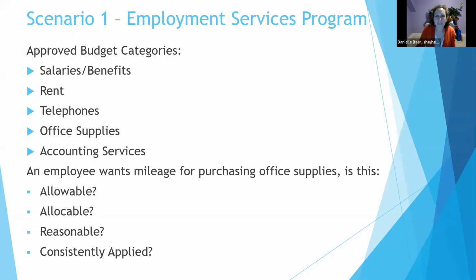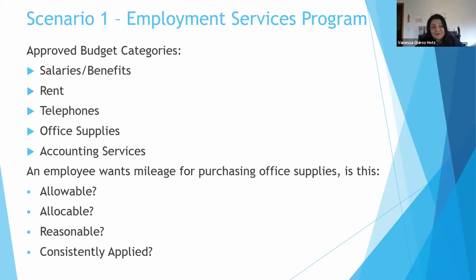And yeah, let's just do, so you have an employment services program. You were funded to help individuals gain skills in order to find jobs. Your budget is salaries and benefits for trainers. They've agreed to pay your rent. They've agreed to pay for your telephones, your office supplies, and even accounting services because you don't have a financial person.